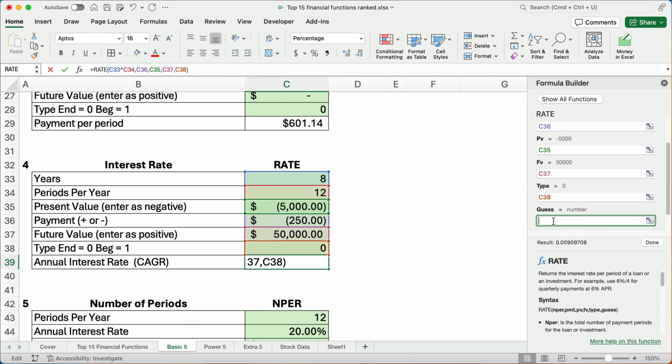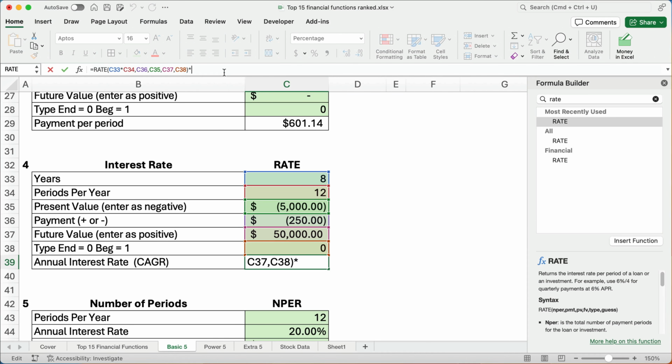And we don't have to guess. I never guess. Excel will guess at 10%. That's fine. The computing power is powerful enough where we don't have to guess anymore. And so the interest rate is 0.91 per period, right? So we need to multiply that times the periods.